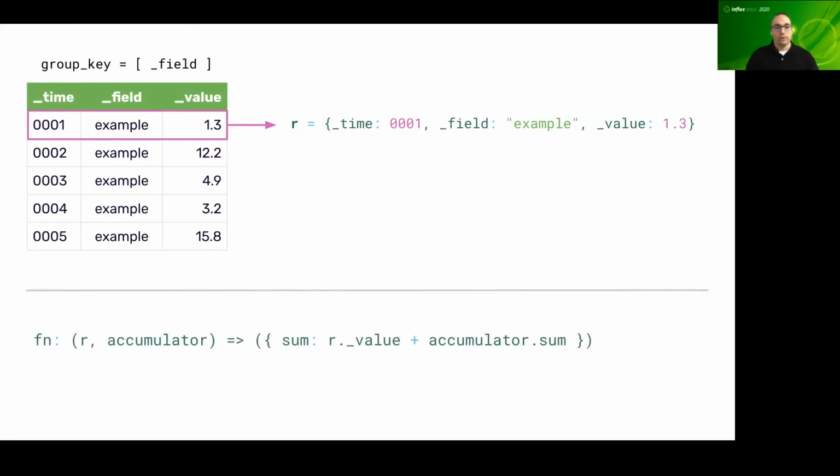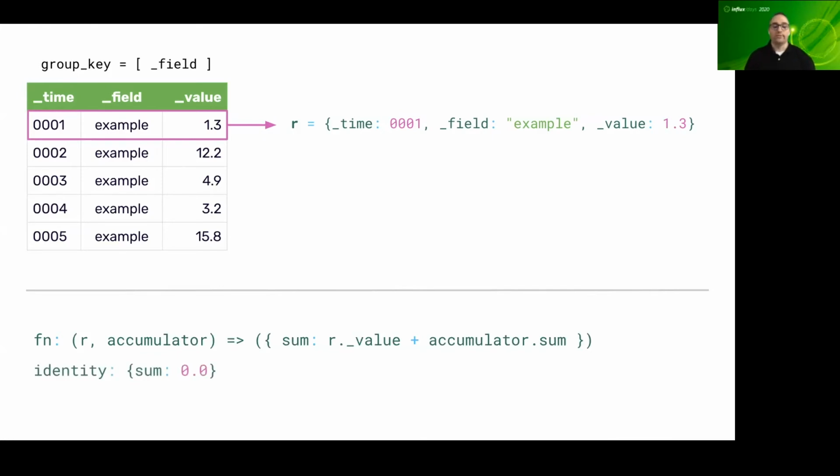So as I look at my fn parameter, in this case, let's say I want to do a custom sum function. You don't need to. The sum transformation already exists in Flux, but just for the sake of demonstration, we're going to create a custom sum transformation. I would take the current value in the current row and I would add it to the sum in my accumulator record.